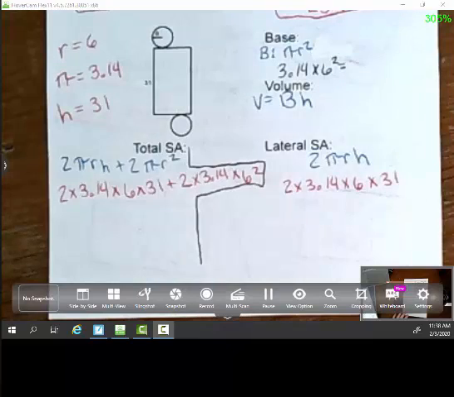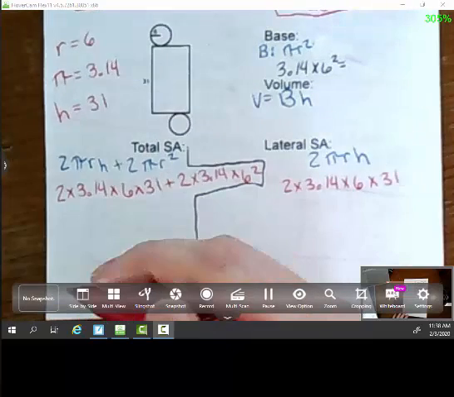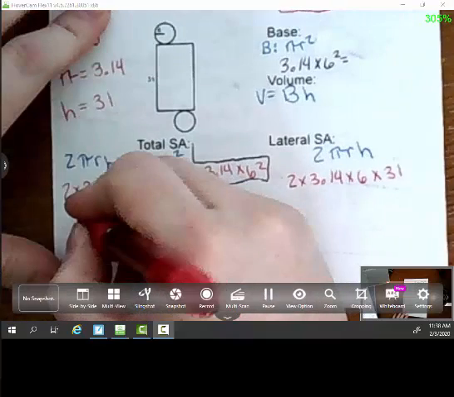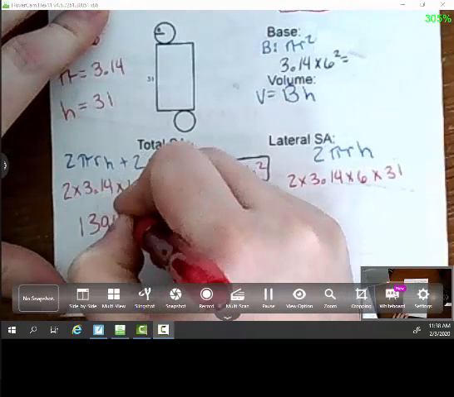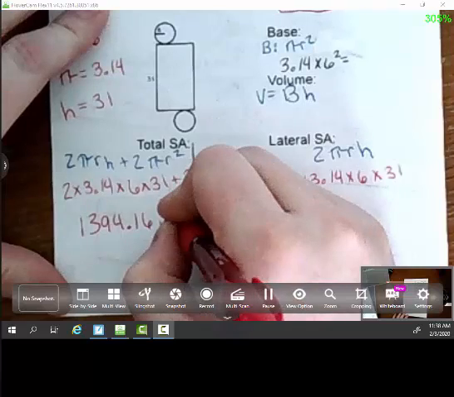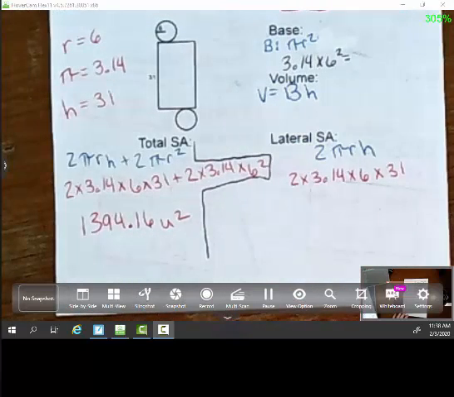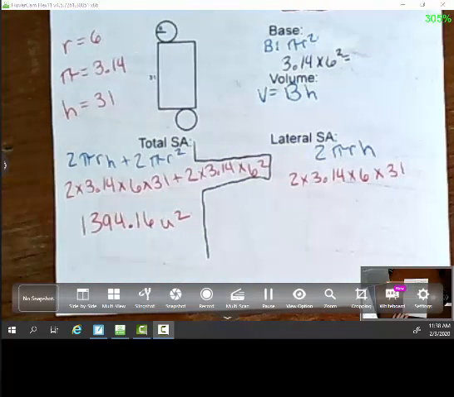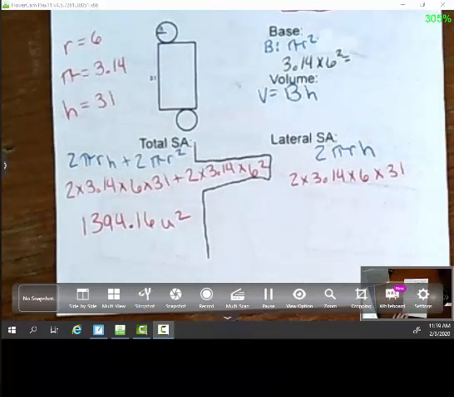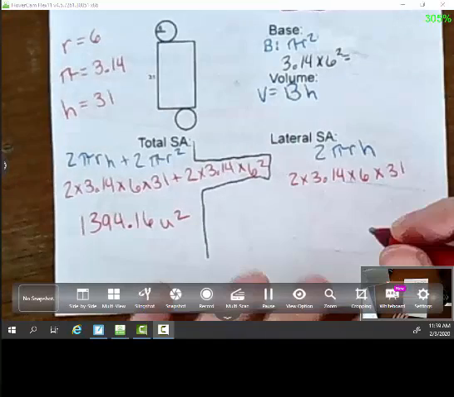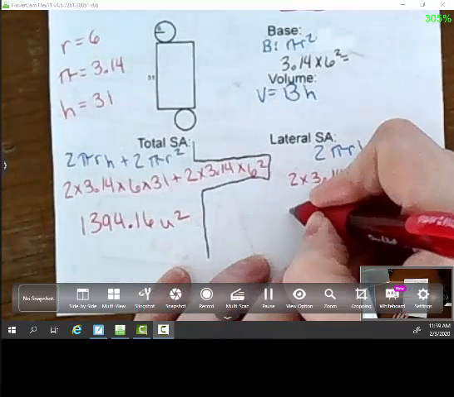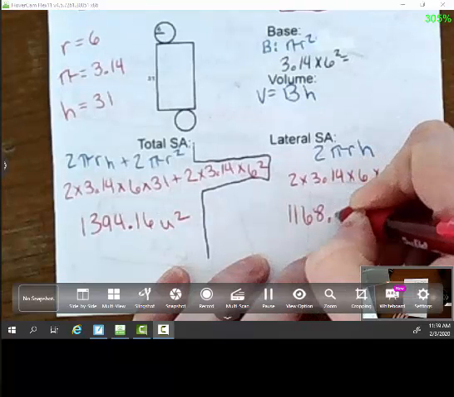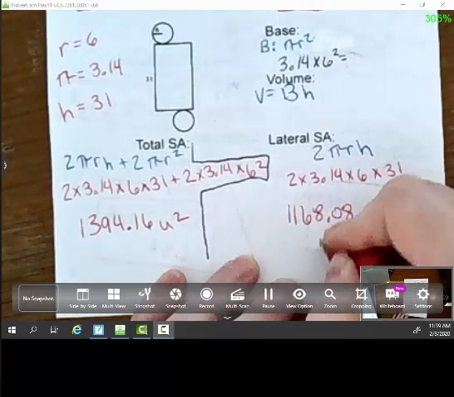So what's the total surface area? 1,394.6. Why is it units? Because there's no label, like no inches. Because I forgot to type the label. My bad. So what's the lateral surface area? 1,168.080.